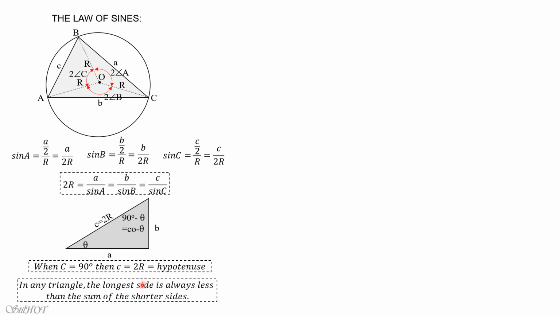In any triangle also, the longest side, for instance the hypotenuse, is always less than the sum of the other two sides. So in this case, C is less than A plus B. In this triangle, if B is the longest side, then B is less than A plus C. So that's the fact about any triangle.